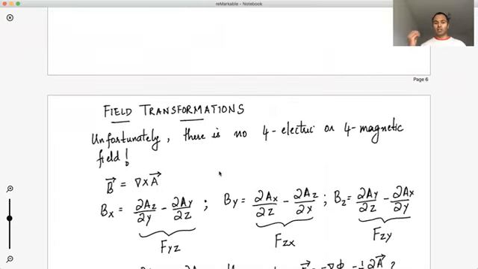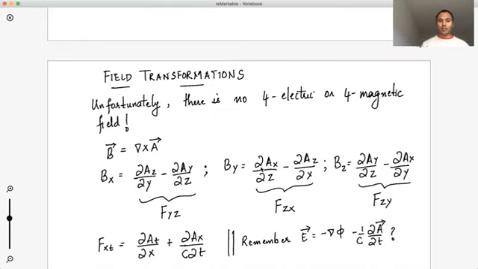So B is just curl of A, so I can write that out fully. Bx is just going to be the Z component of A, partial derivative with Y, minus A_Y partial derivative with Z, right? That's just the definition of curl. Similarly for By and similarly for Bz, right?